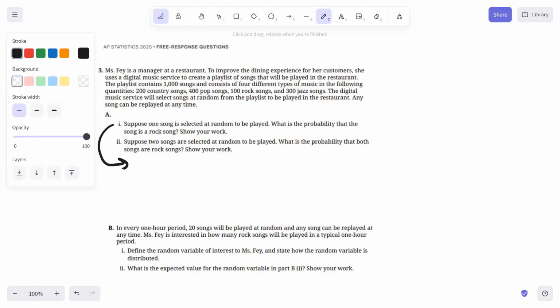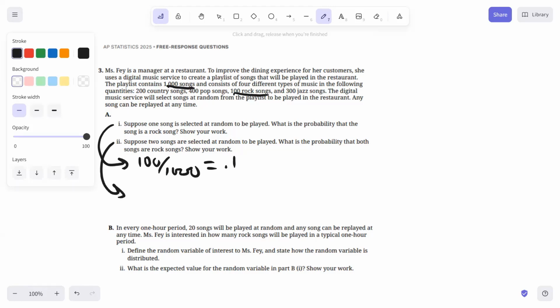So part I, I'm going to put right here. Suppose one song is selected at random to be played. What is the probability that the song is a rock song? Show your work. Well, we have 1,000 songs total, and 100 of them are rock songs. So that would be 100 out of 1,000, which is 0.1.